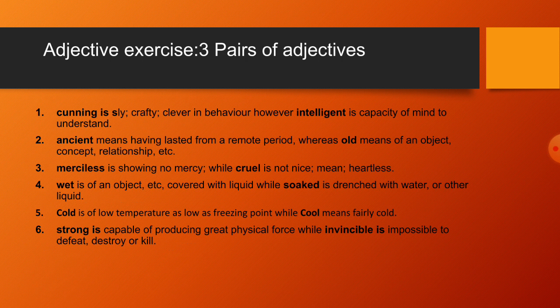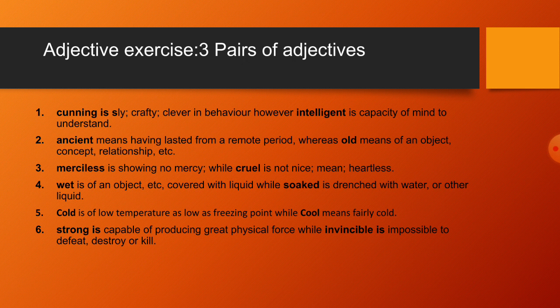Try to understand and use these words in your normal routine so that you understand the difference between words quite commonly used as the same, but there is a slight difference between both. For example, cunning and intelligent. Now we know that cunning and intelligent both mean having good brains. But what kind of brains? Cunning is sly, crafty, clever in behavior. However, intelligent is a capacity of mind to understand. So you are intelligent, but not necessarily cunning as well. Because cunning people could be fraud, because they are deceiving people, right?